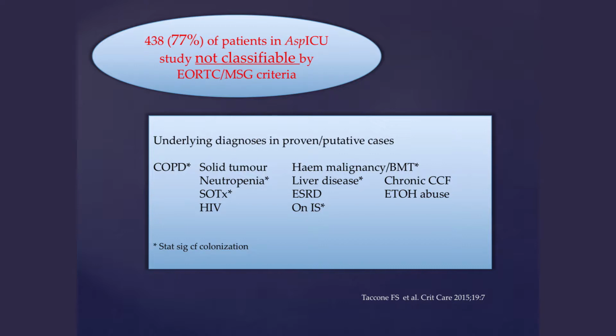So sure, there are patients who have had a bone marrow transplant. There are patients who are neutropenic, who have had a solid organ transplant and who are on a variety of immunosuppressants. But you will also get patients with COPD, chronic heart failure, and ethanol abuse developing invasive aspergillosis. So let's try to understand this a bit better.